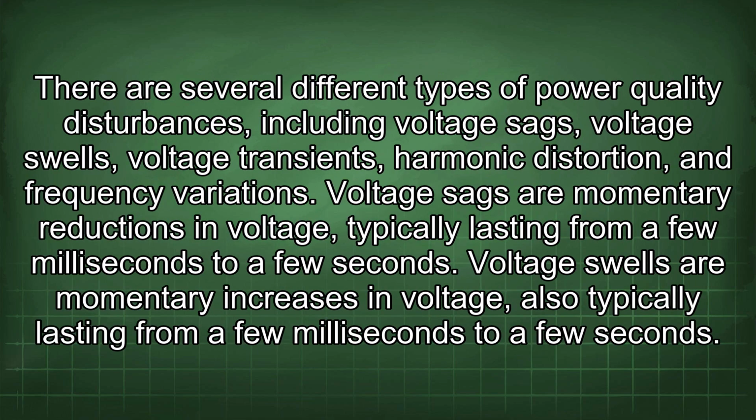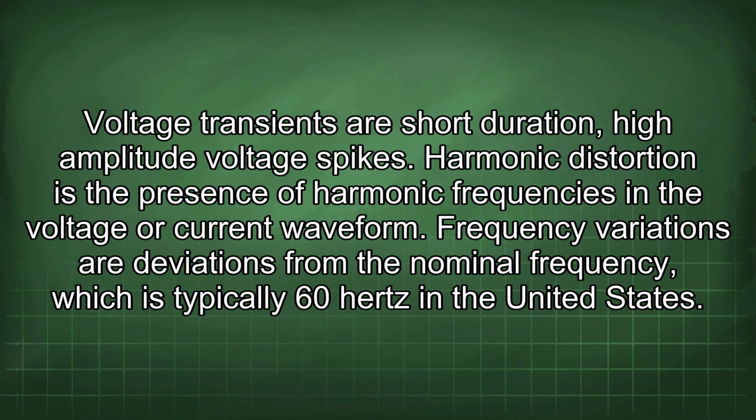There are several different types of power quality disturbances, including voltage sags, voltage swells, voltage transients, harmonic distortion, and frequency variations. Voltage sags are momentary reductions in voltage, typically lasting from a few milliseconds to a few seconds. Voltage swells are momentary increases in voltage, also typically lasting from a few milliseconds to a few seconds. Voltage transients are short-duration, high-amplitude voltage spikes. Harmonic distortion is the presence of harmonic frequencies in the voltage or current waveform. Frequency variations are deviations from the nominal frequency, which is typically 60 Hz in the United States.